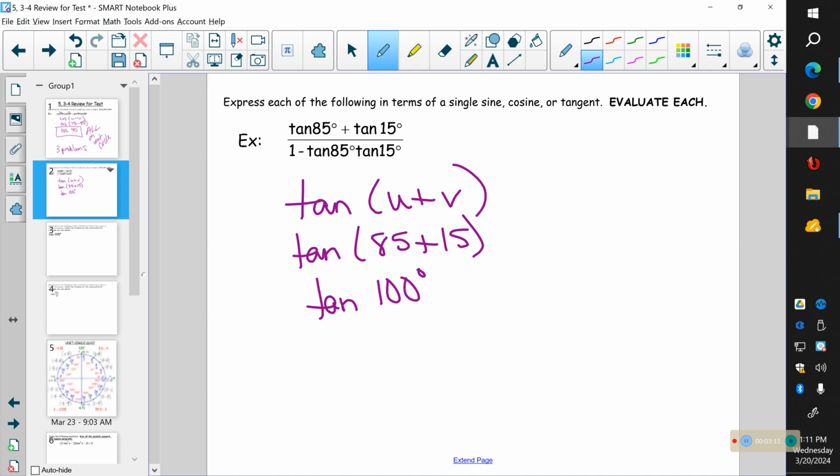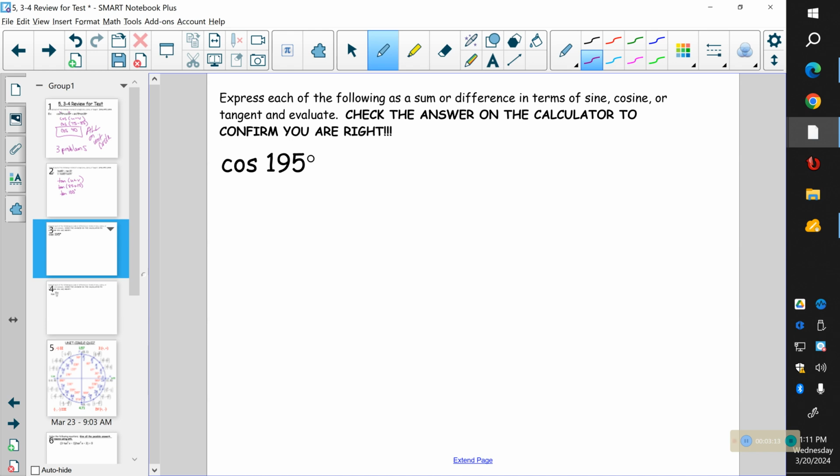Next. Express each of the following as a sum or difference in terms of sine, cosine, or tangent and evaluate. Check the answer on the calculator to confirm you are right. None of these should be wrong because every time you should be able to check it on the graphing calculator or on Desmos, yes? So I'm telling you that you will have a cosine, a sine, and a tangent. You do not have to do the cosine of 195, the sine of 195, and the tangent of 195. No. I'm going to give you one problem that is cosine, one problem that is sine, and one problem that is tangent.